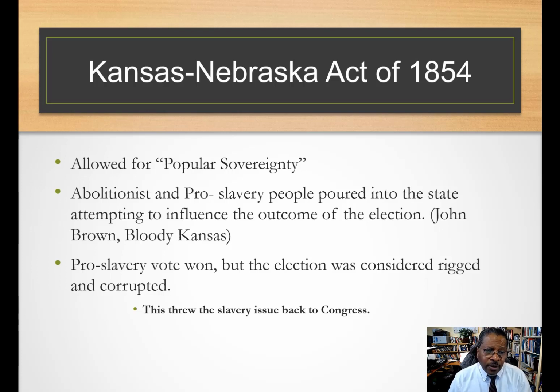And as I said, those votes in those states were controversial, and the politics in those territories were marred by violence on both sides. Abolition and pro-slavery people poured into the state, and people like John Brown, I'll talk about in a moment, fought back, and this was controversial. So this threw the issue really back to Congress to decide and for Congress to solve.